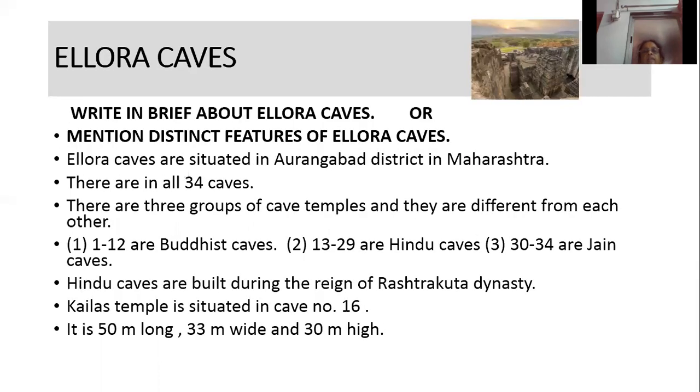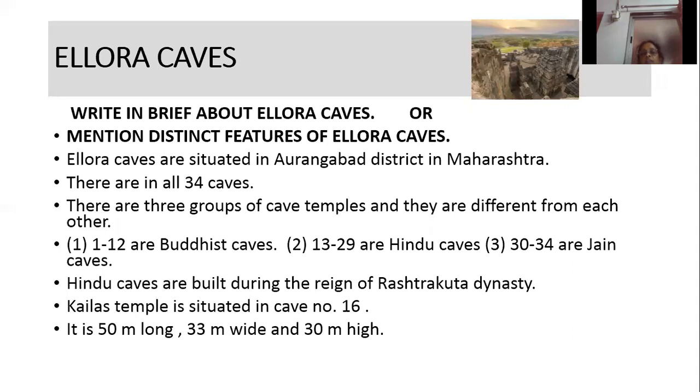Then the second one is Ellora caves. Write in brief about Ellora caves. Mention distinct features of Ellora caves. Ellora caves are also situated in Aurangabad district in Maharashtra. There are in all 34 caves. Ajanta, how many caves are there? 30 caves are there. And Ellora, how many caves are there? 34 caves are there. Where are Ellora caves situated? Aurangabad in Maharashtra. Ajanta caves are also situated in Aurangabad in Maharashtra.